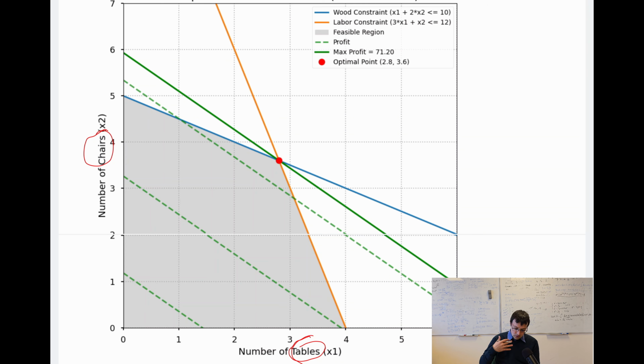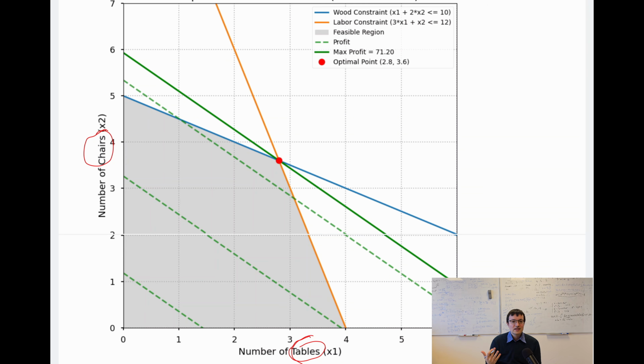Okay? So we want to maximize this profit, but at the same time, we are under certain constraints. What are the constraints? Well, to build chairs and tables, we need certain resources. And the resources are wood and labor.